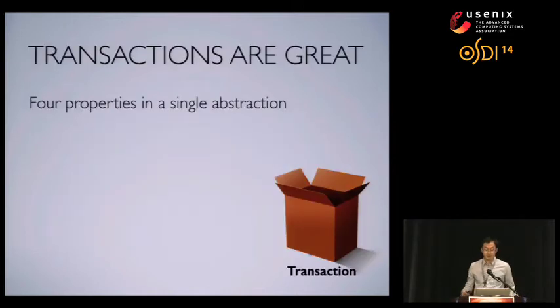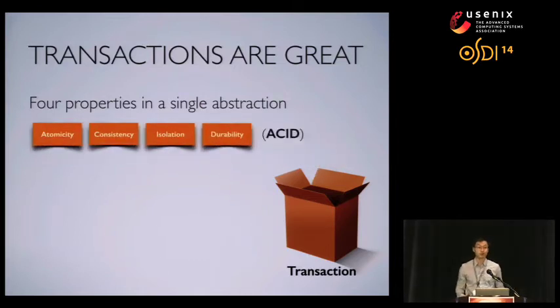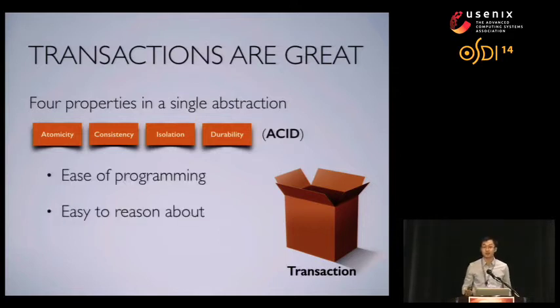A transaction is a very powerful tool for building applications, since it provides four strong properties together packed in a single abstraction, which are atomicity, consistency, isolation, and durability. These so-called ACID properties allow the developers to treat the entire transaction as a single logical unit, freeing them from worrying about concurrent execution and failures. As a result, programming with transactions is simple and easy to reason about. This is the very reason why transactions became popular in the first place.